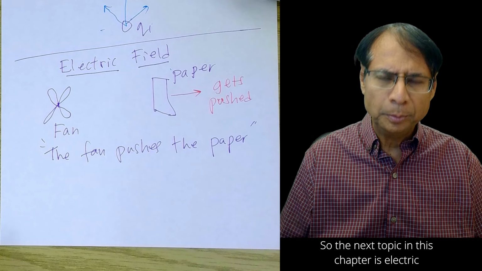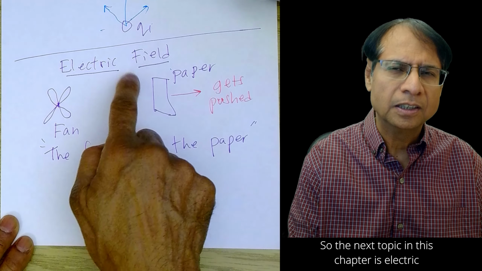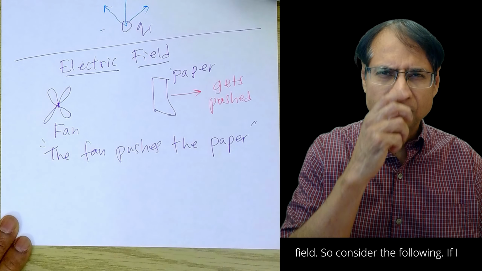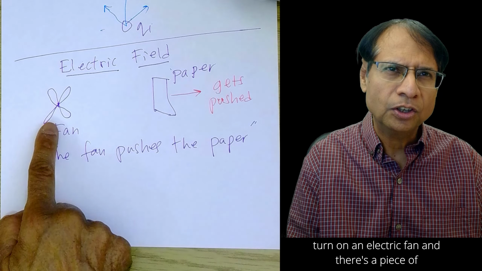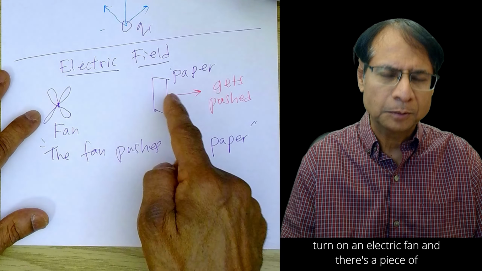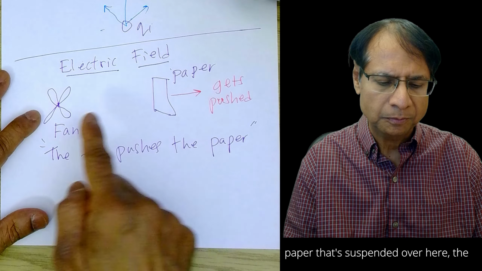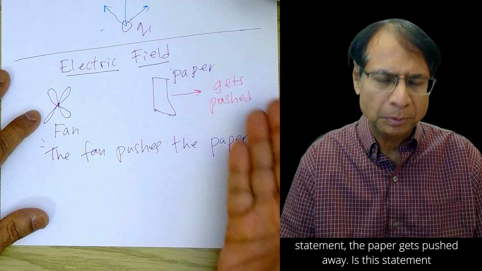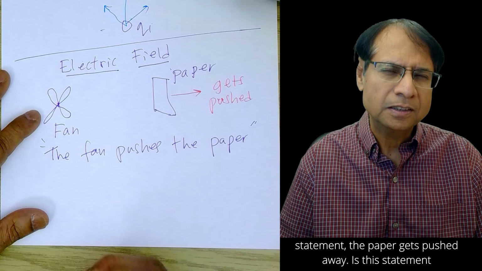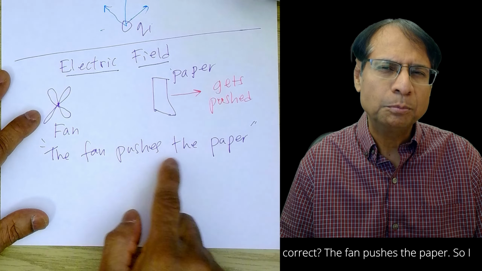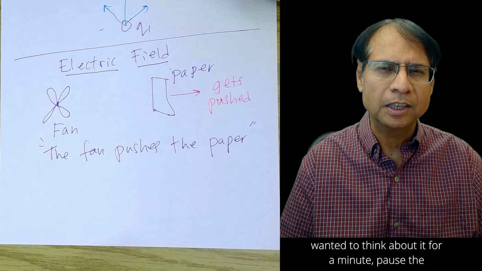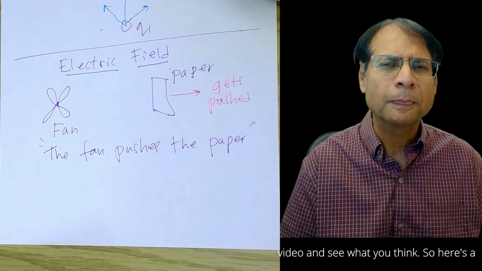So the next topic in this chapter is electric field. So consider the following. If I turn on an electric fan and there's a piece of paper suspended over here, the statement, the paper gets pushed away. Is this statement correct? The fan pushes the paper. So I want you to think about it for a minute, pause the video, and see what you think.